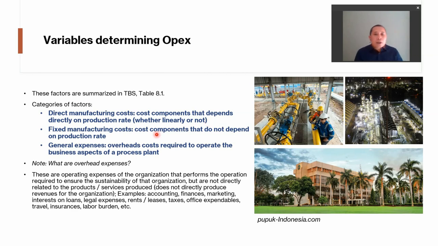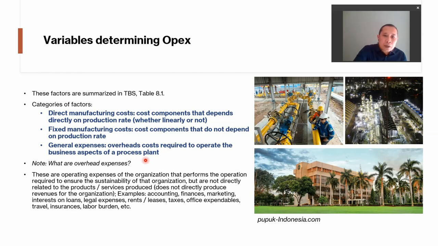And then the second category is the fixed manufacturing cost. These would be the ones that do not depend on production rate. And also general expenses, these are overhead costs required to operate the business aspect of a process plant. Okay, so it doesn't have anything to do with the direct operation of the plant.